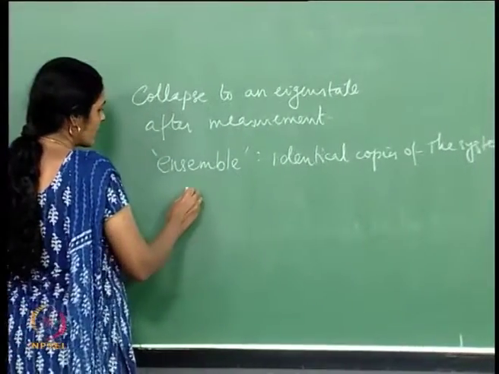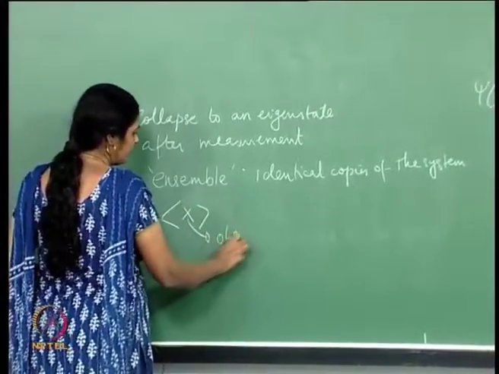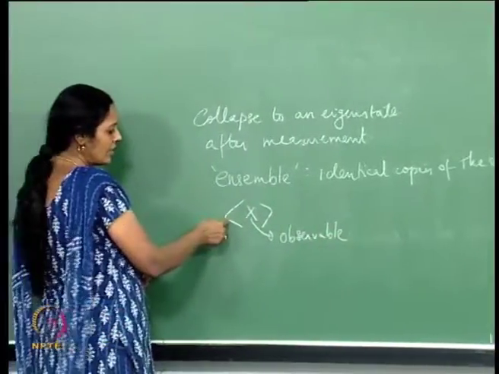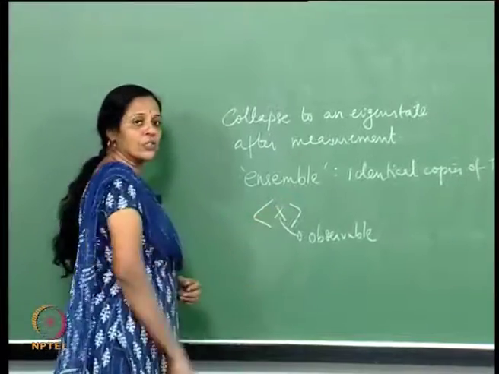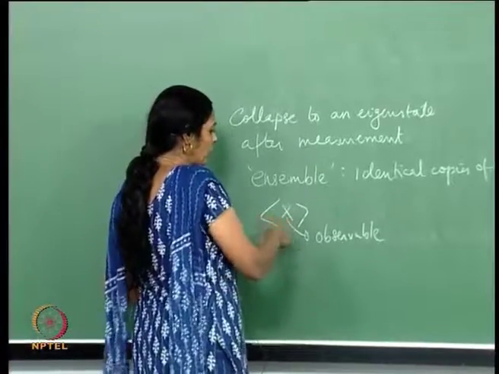The average is represented like this, where x is the observable. This is merely a notation, and the average value is always with reference to a particular state of the system. So, this is the way you represent quantum averages.